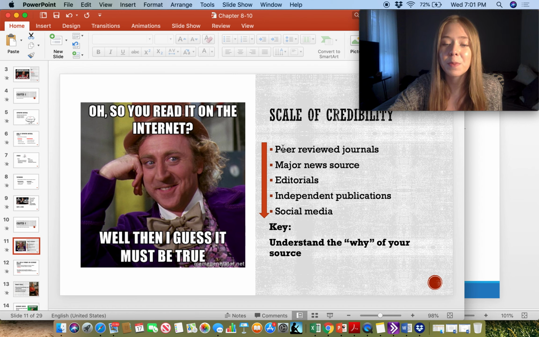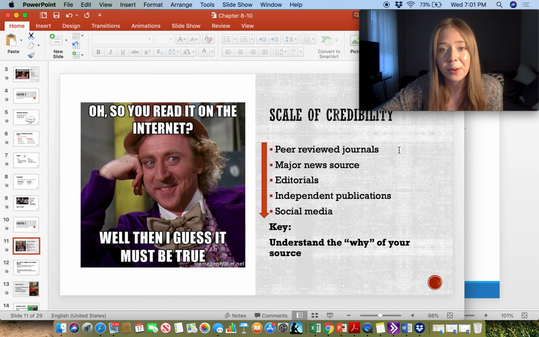But obviously, those peer-reviewed journals that you can find at the Texas Tech Library or the Texas Tech Library online that have been peer-reviewed and are published in research journals and things like that, those are the most credible sources of information that you can find, which is why academics primarily, if not always, only use peer-reviewed journals for their sources.